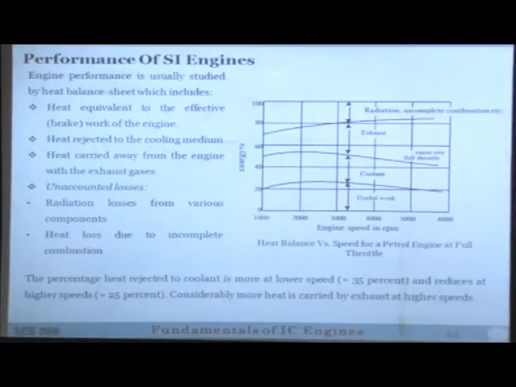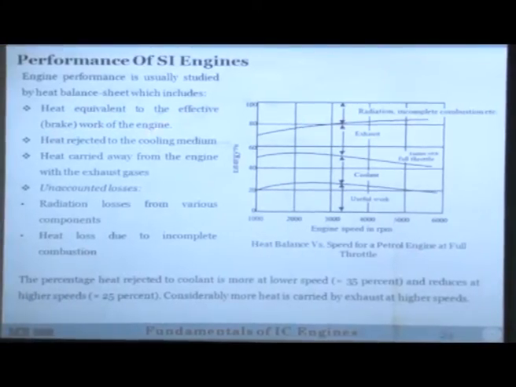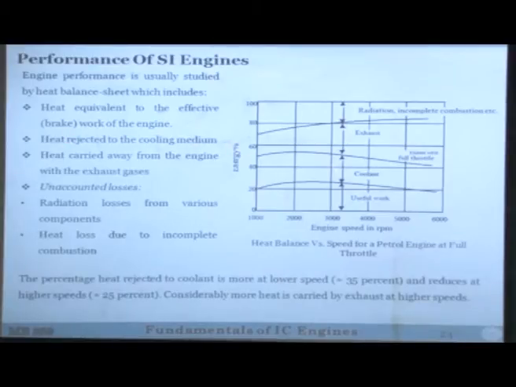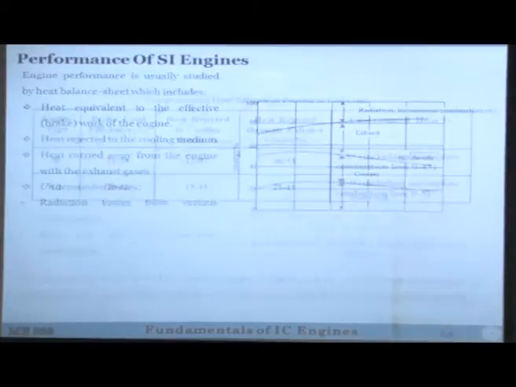So let's summarize this. In summary, the engine performance is usually studied by heat balance sheet, which includes the heat equivalent of the brake power, and then heat rejected by cooling medium such as coolant and exhaust gas. Okay, then you have unaccounted losses from different components, and the percentage of heat rejected to coolant is more at lower speed. About 35% is going into coolant, and it reduces at higher speed, so about 25%. And considerably more heat is carried out by exhaust at higher speeds. So this is the story as far as the petrol engines or spark ignition engines are concerned.